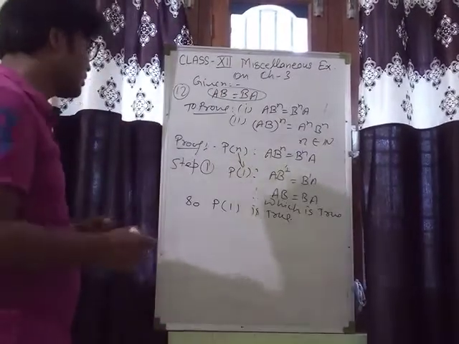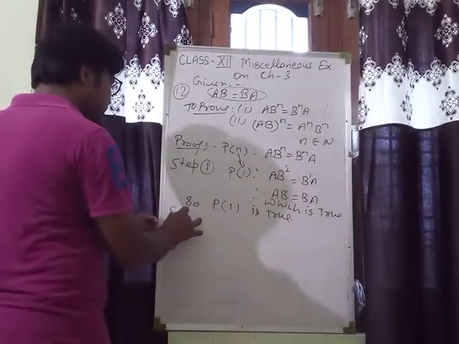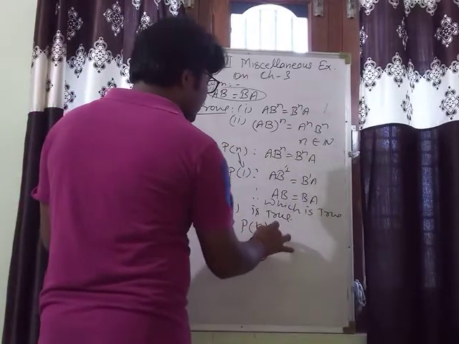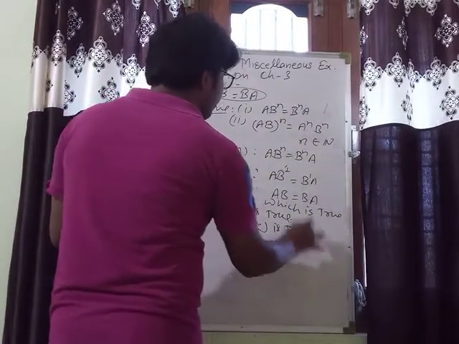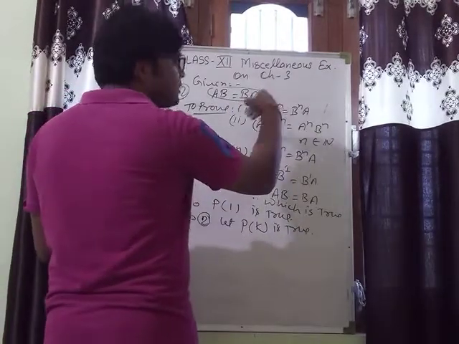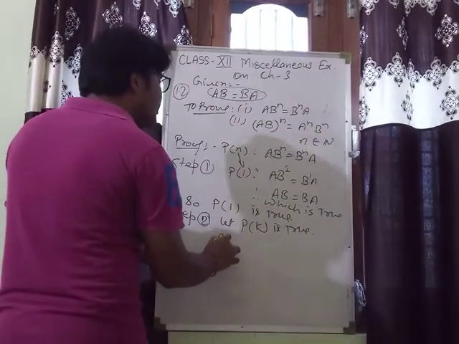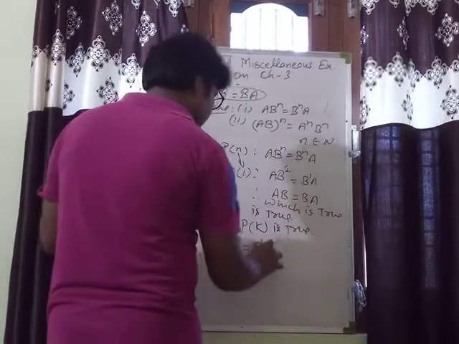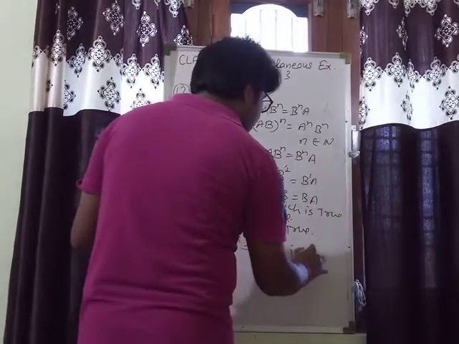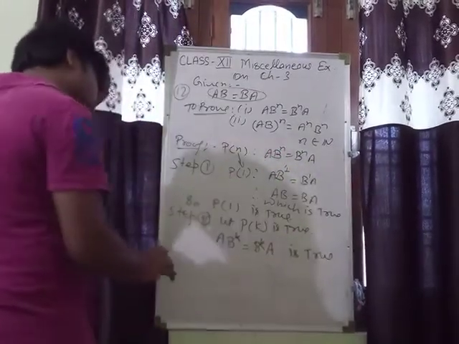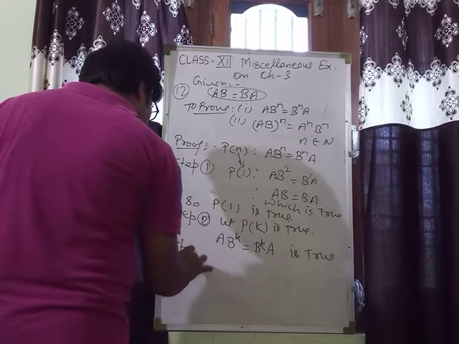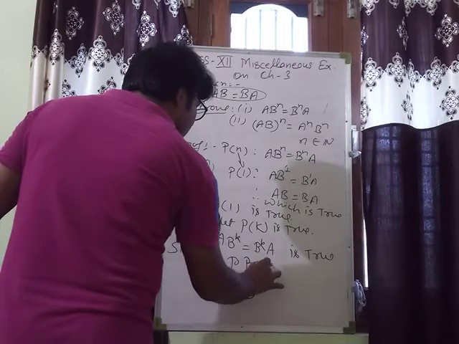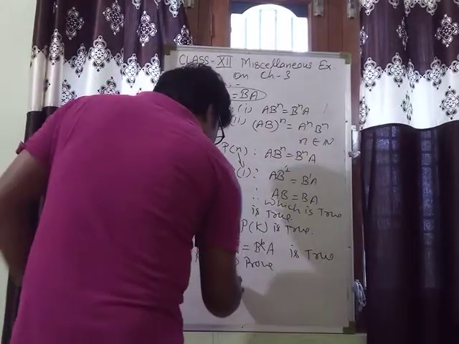This P1 is true. फिर सेकेंड स्टेप में क्या करते हैं? In step second, let Pk be true, which means we have to put n by k. So let AB to the power k is equal to B to the power k A be true. This statement is true. Suppose करो. And in the third step we have to prove again, we have to prove Pk plus 1 is true.